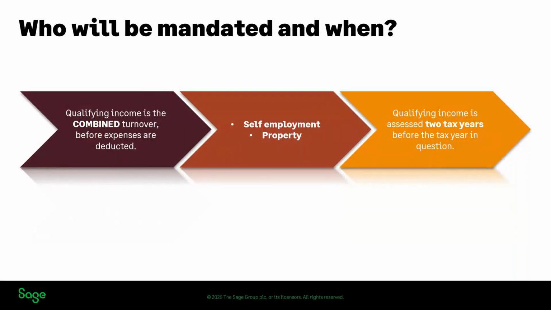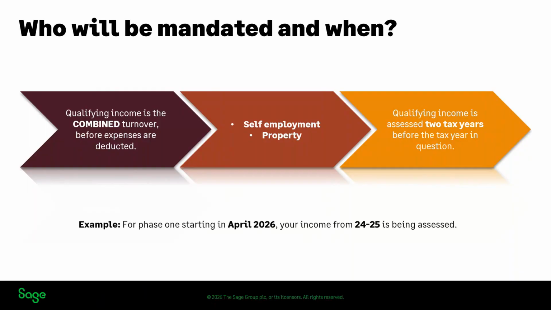So just a recap on who and when. It is the combined turnover before expenses. It is for self-employment and property, UK and foreign. And qualifying income is assessed 2 tax years before the tax year in question. So if you qualify, for example, for phase one in April 2026, it is your income from the tax year 24-25 that is being assessed as to whether your income qualifies for MTD.